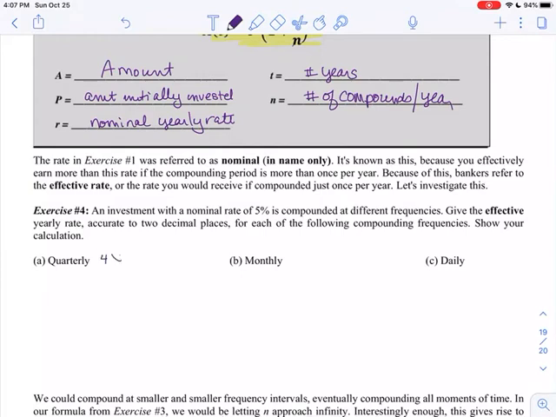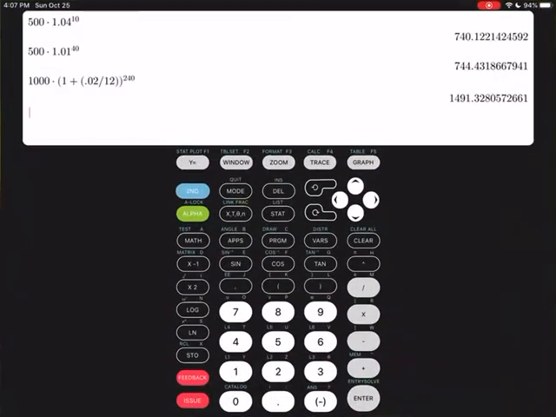Exercise 4, I have a nominal rate of 5%. It's compounded at different frequencies. Give the effective yearly rate, accurate to 2 decimal places, for each of the following compounded frequencies. So quarterly means 4 times per year. So I'm going to take that 1, and it's 5%, 0.05. I divide it by 4, but then I'm going to multiply it. The exponent will be 4.